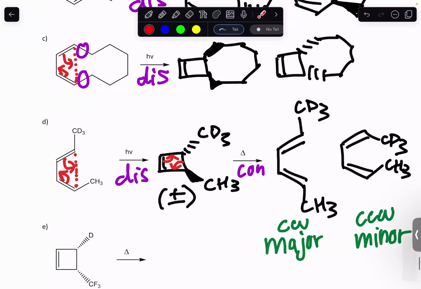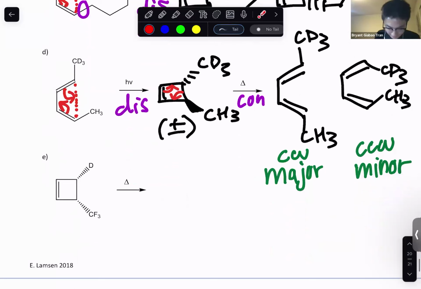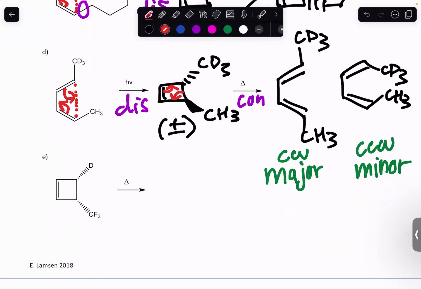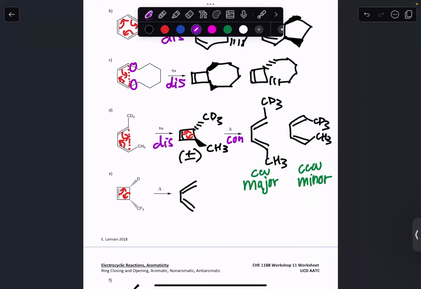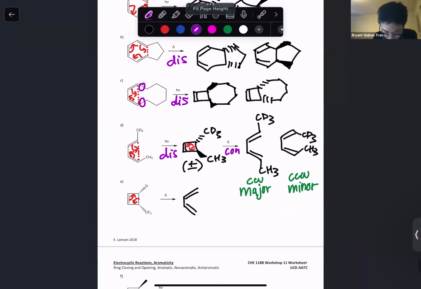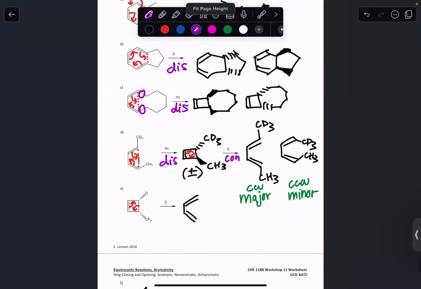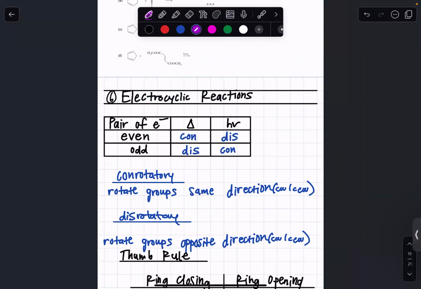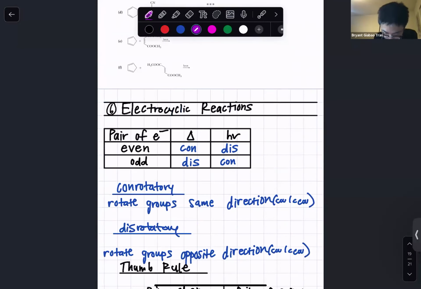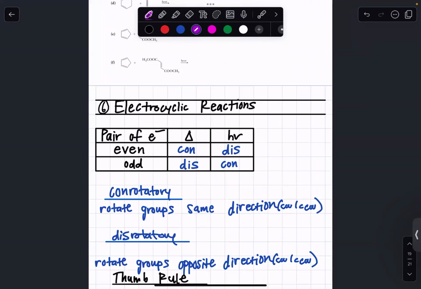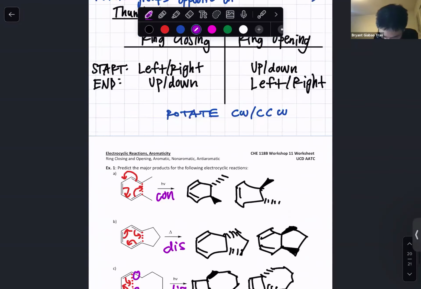Let's try this ring opening one here. CF3. Okay, so these would go this way. This would go, or no, that would go that way. This would go up. Right. Okay, so it's four, and then it's using, was it using light or heat? I didn't see. It was using heat. Okay, so that means that it would be conrotatory, right, conrotatory.